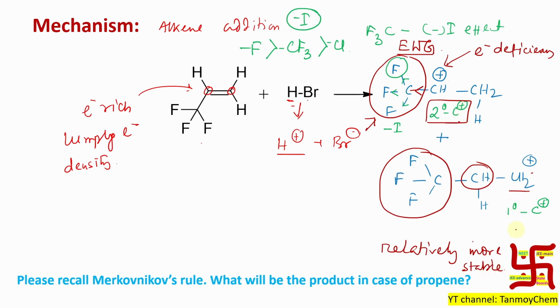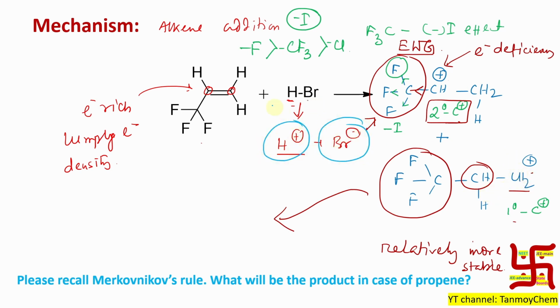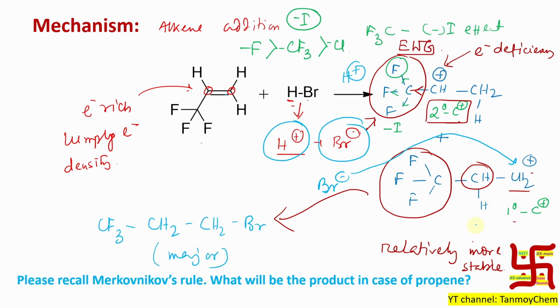Since it is relatively more stable, it will be produced in more amount. In the next phase, the Br minus remaining, because H plus is consumed in the first step, will be attached here, and in this way it will result in this bromo derivative as the major product. This carbocation is relatively more stable, so that's why it will give the major product.